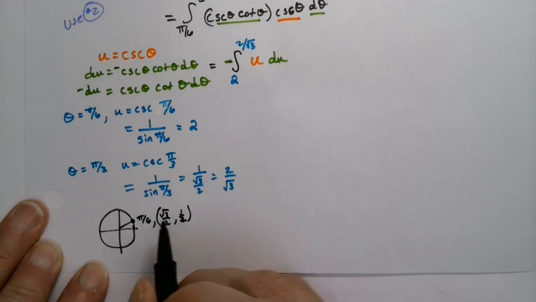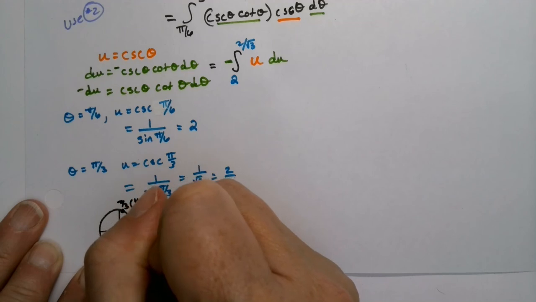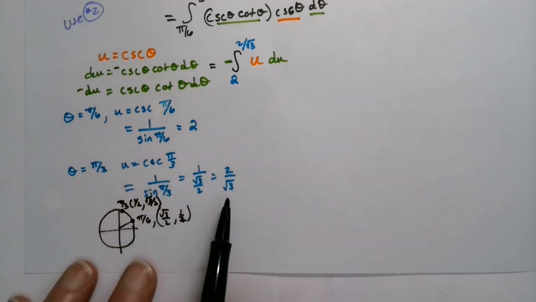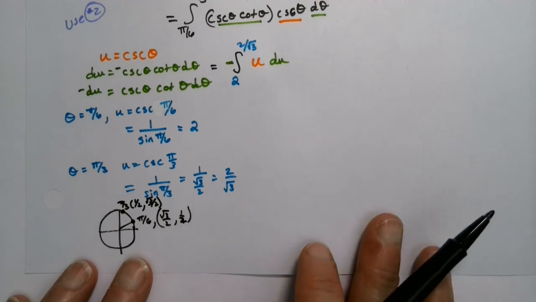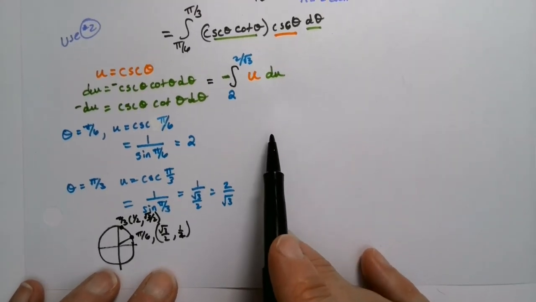The sine value is a half. Pi over 3 is up here, and that's a half, and then the square root of 3 over 2. So my sine values are correct. This is right. Okay, so that's that piece. I haven't finished the integration, but that's where we're at with that.